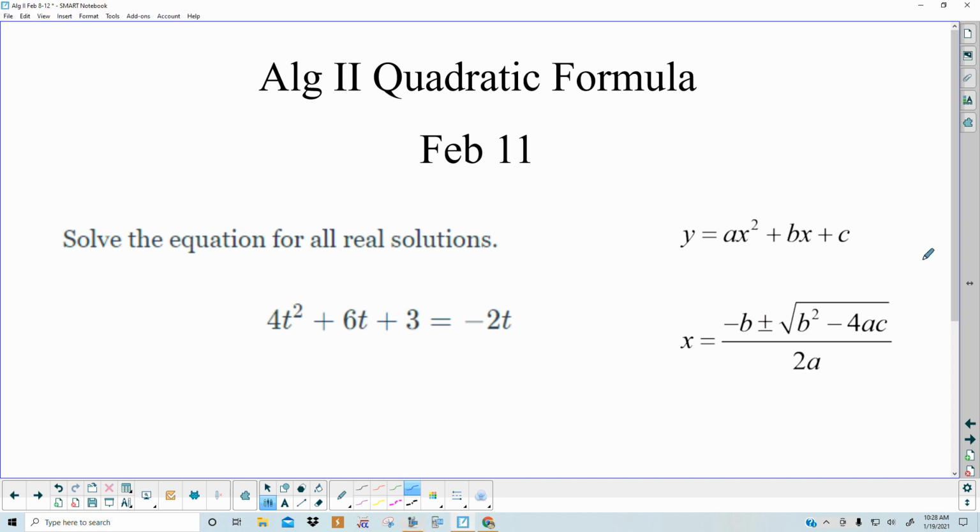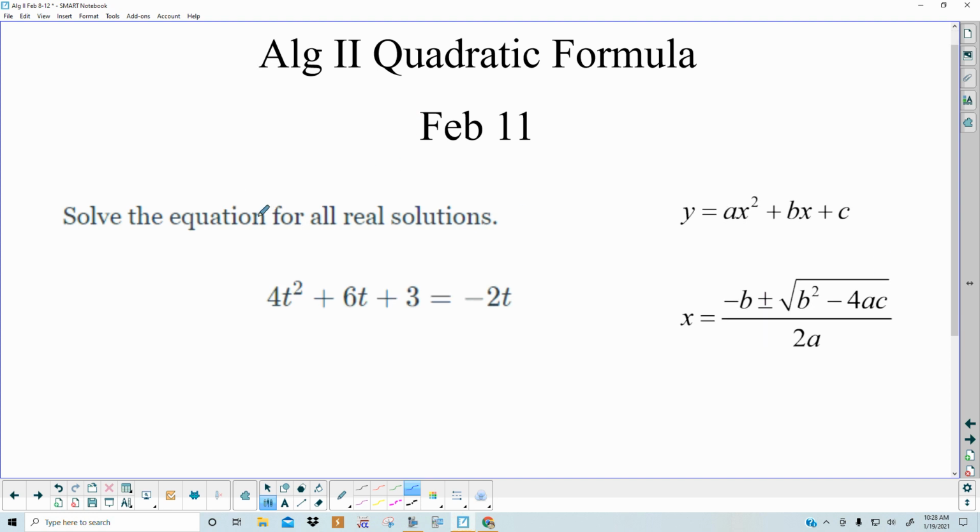Hello, everyone. So this is the podcast for the first assignment, February 11th. What you guys are going to be doing is solving this equation using what's called the quadratic formula, and that's the quadratic formula.